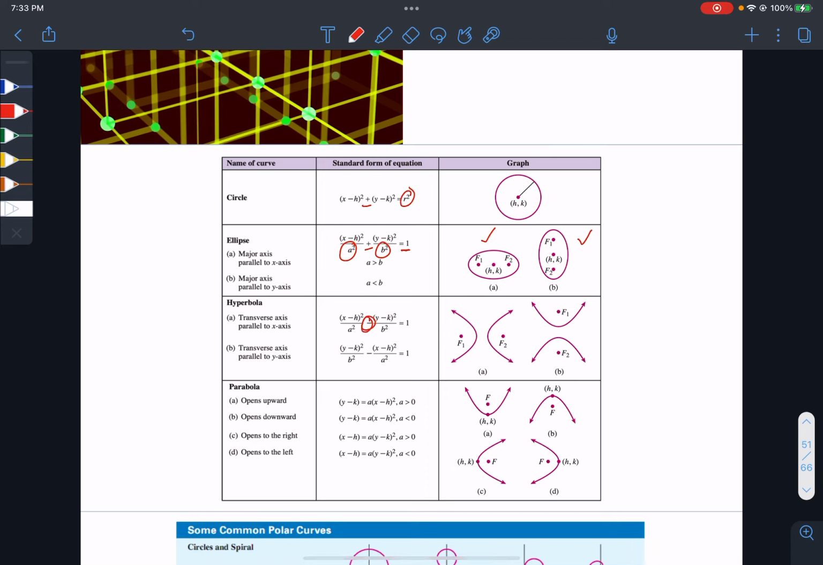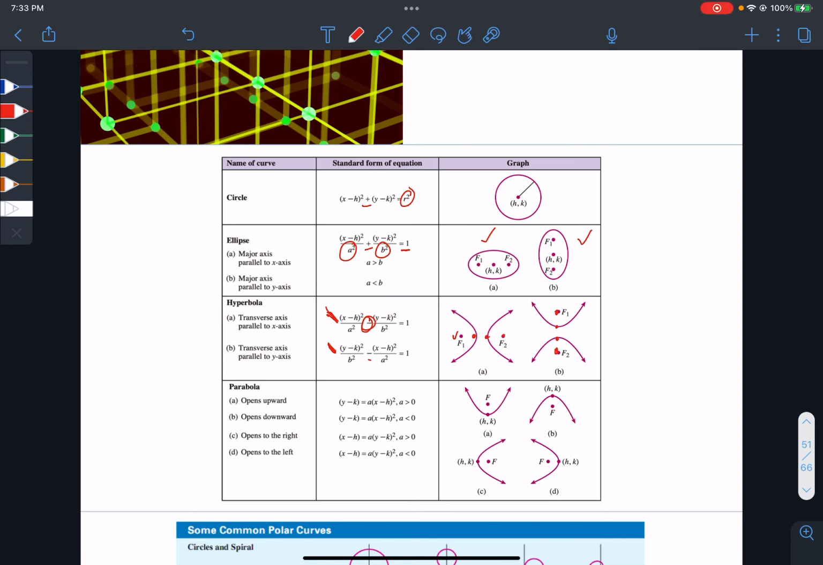While for the hyperbola, as you can see here, it's minus. So now, if x is the positive one, then our axis is parallel to the x-axis, meaning the foci as well as the vertices are on the x-axis. So these are our foci, these are our vertices, when x is positive. When y is positive, and x is negative here, our foci are on the y-axis, together with the vertices.